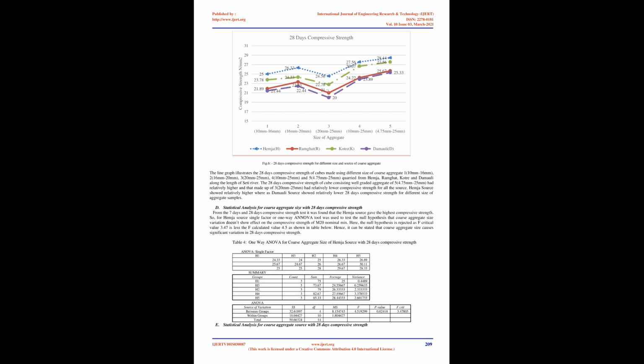samples. The line graph illustrates the 28 days compressive strength of cubes made using different sizes of coarse aggregate: 1, 10 mm-16 mm; 2, 16 mm-20 mm; 3, 20 mm-25 mm; 4, 10 mm-25 mm; and 5, 4.75 mm-25 mm, quarried from Hemja, Ramghat, Kotre, and Damauli along the length of Seti River.